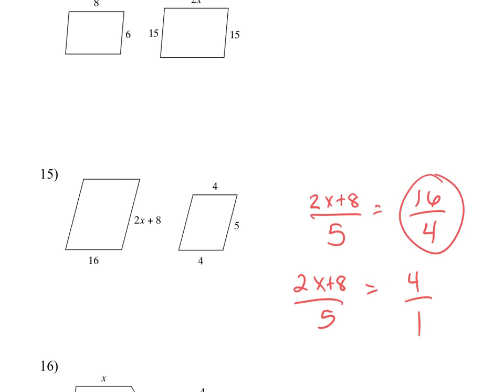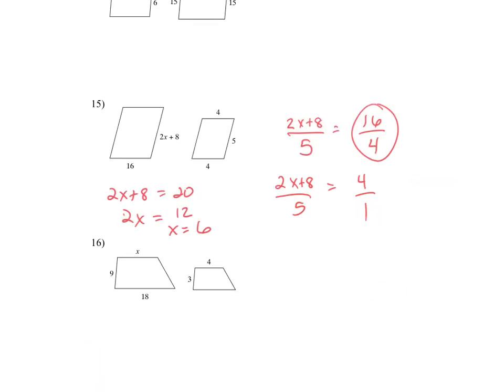All right, so now I cross multiply, and 1 times 2x plus 8 is 2x plus 8 equals 20. 2x equals 12. X equals 6. And all they want is x, so we found x. We got it. Just circle it and move on.